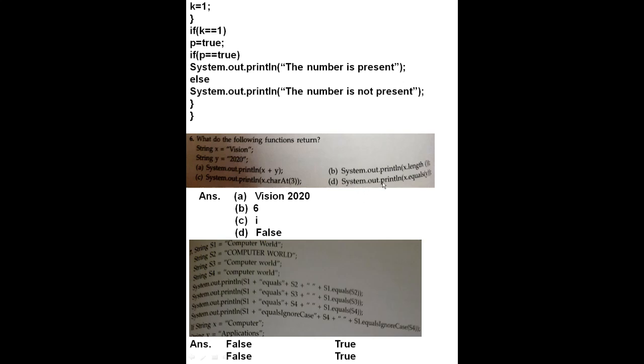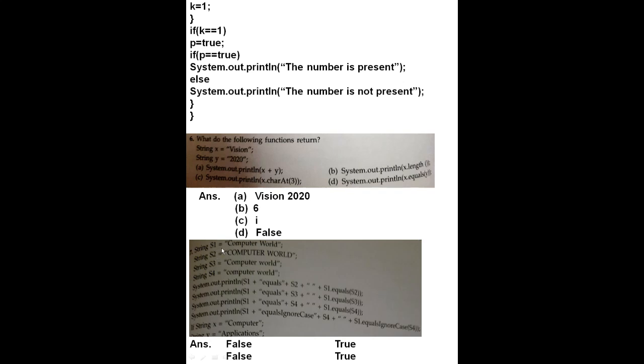Now next question, System.out.println(x.equals(y)). Here you will find whether x is equal to y or not. This is vision and this is 2020, so this is not equal to this. So the answer will be false. When we use equals, the answer will come in Boolean form, true or false. This is not true, so it will be false.